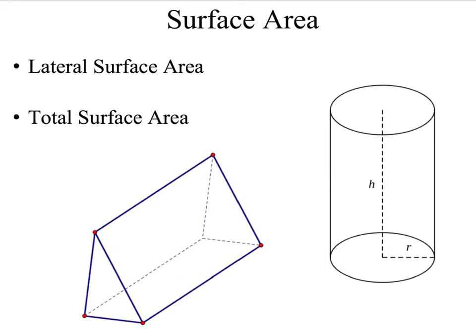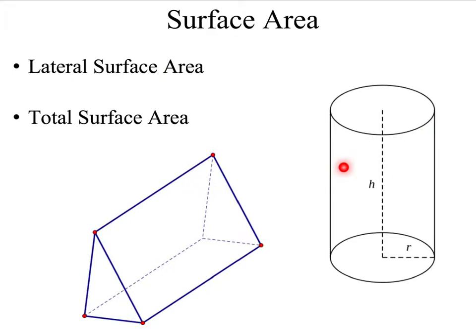So keep in mind with surface area we're always going to talk about two types. There's lateral, which is like on the side here. So if you look at this triangular prism, this side formed by this rectangle, also by this rectangle right back here, and this rectangle on the bottom. Those three rectangles form the lateral surface area.